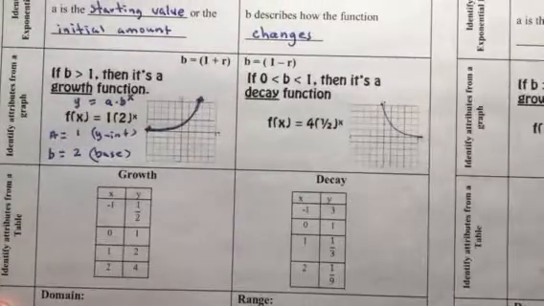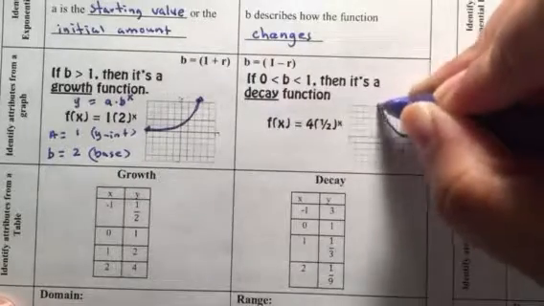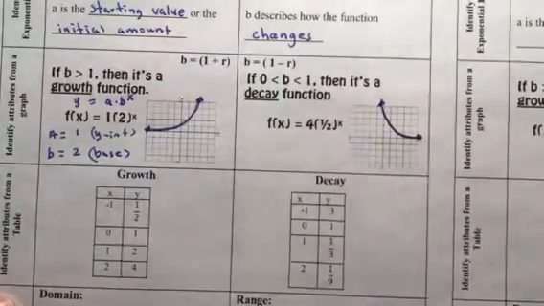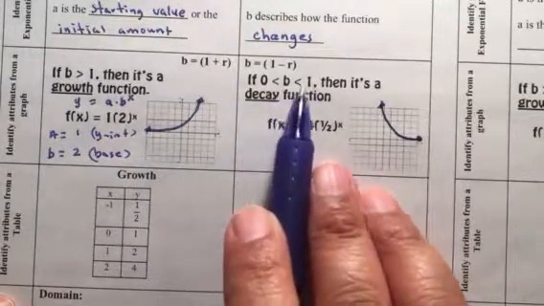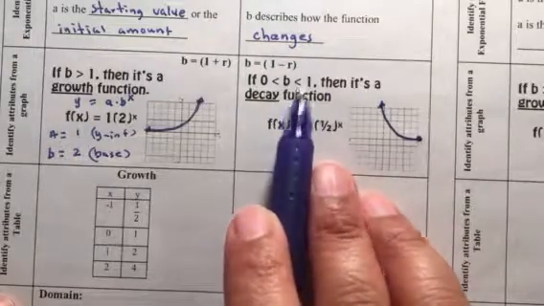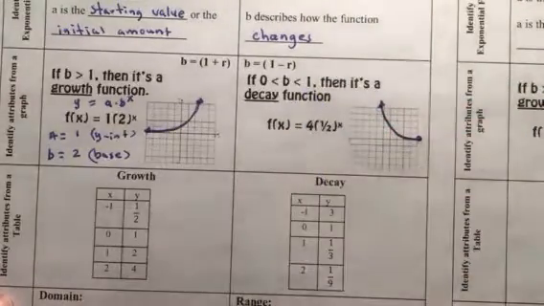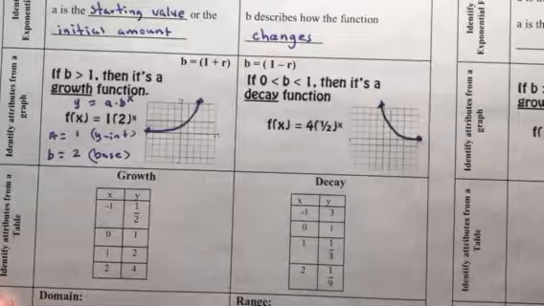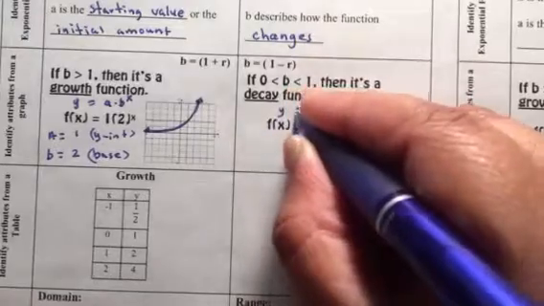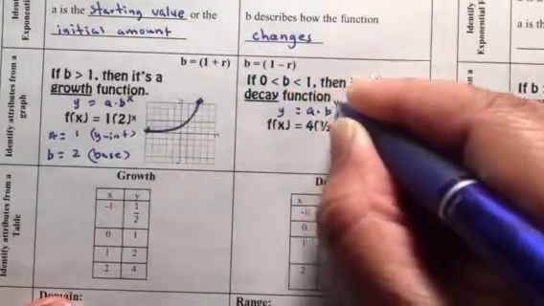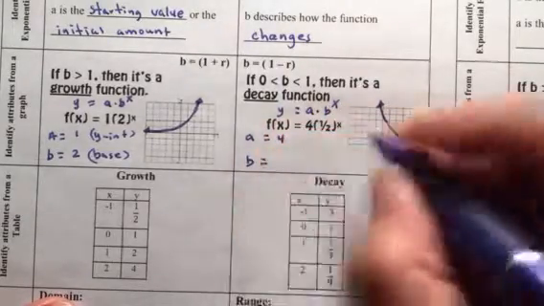Okay, so let's look at the decay. So the decay goes down. So from left to right, it drops. So that's why you call it a decay. Now what I need you to know is it says if 0 is less than b and b is less than 1, then it's called a decay. So basically what I need you to know is that's a fraction less than 1. So here, again, if they have you identify, a is 4 and b is 1/2.